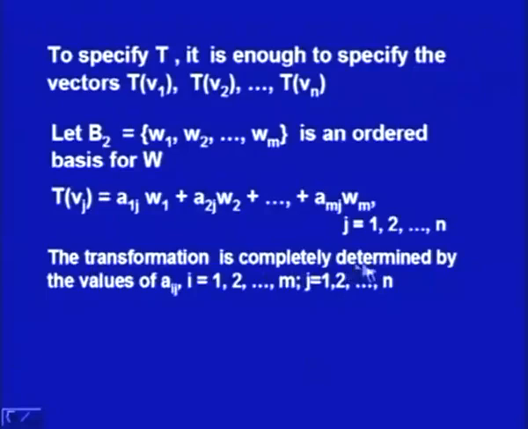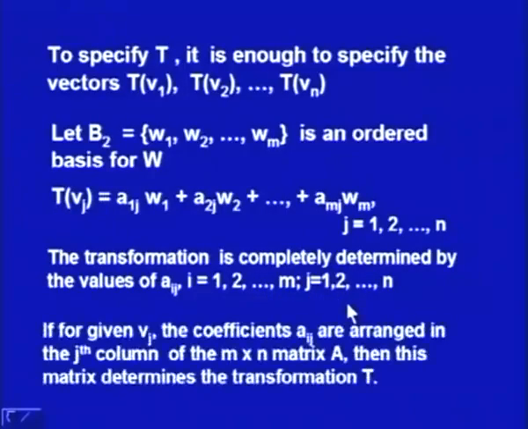Now, the transformation is completely determined by the coefficients Aij. If I know these coefficients A1j, A2j, Amj for all j's, then I know the transformation. So, that is how we write down TVj. So, if for given Vj, the coefficients Aij are arranged in the jth column of the m by n matrix A, then this matrix determines the transformation T.